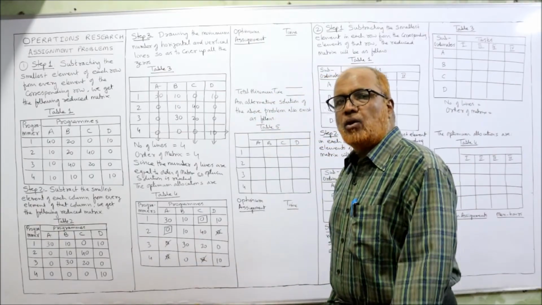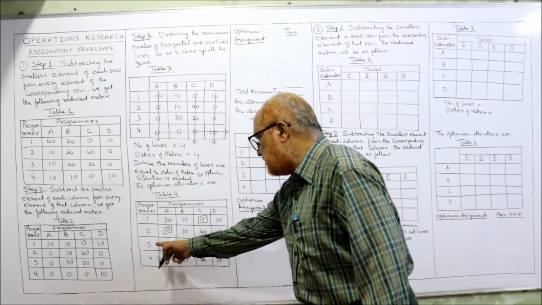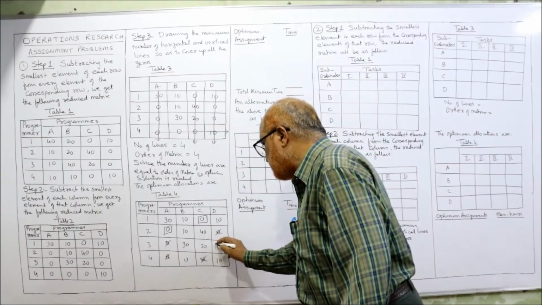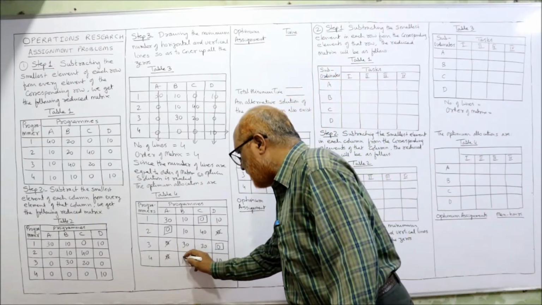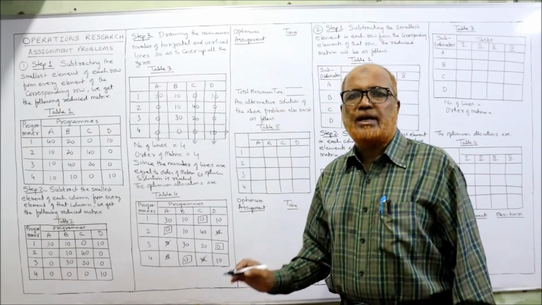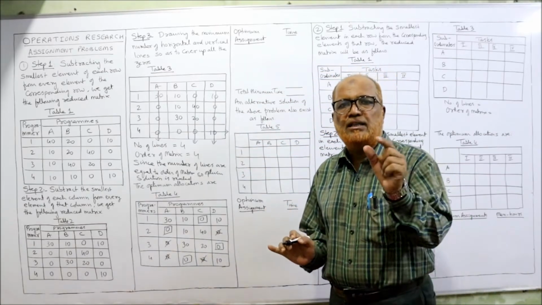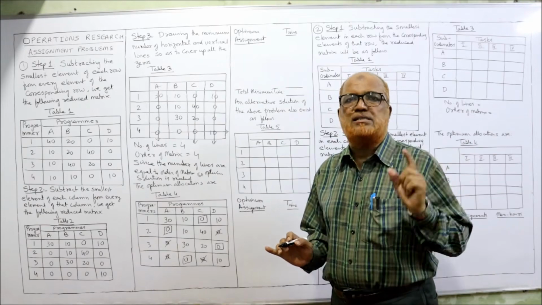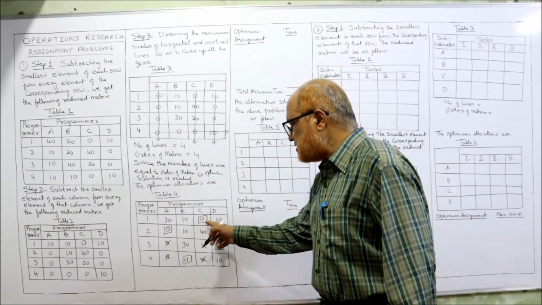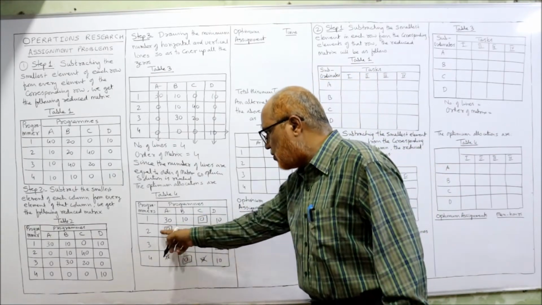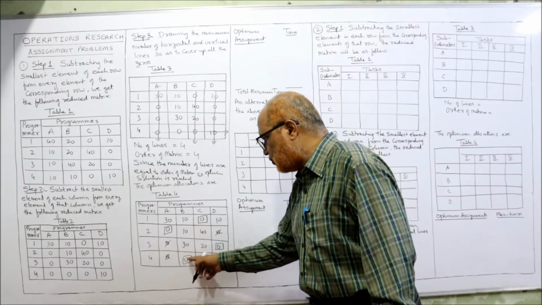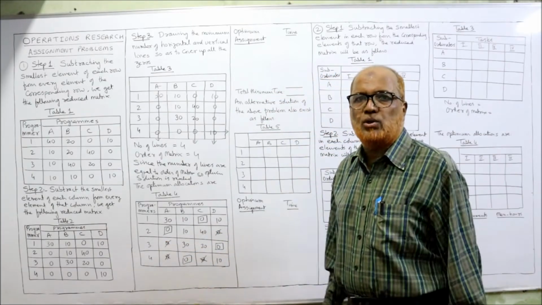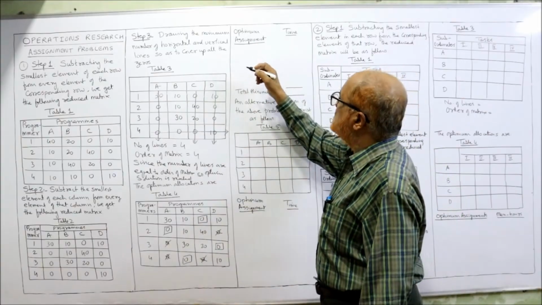Now check any other row having a single 0. Yes, third row only one assignment is there. And the last row also one assignment. Now you check all the zeros are either assigned or cancelled. First row 1 0 assigned, no other 0. Second row 1 0 assigned, no other 0. Third 1 0 assigned, fourth 1 0 assigned. We got the solution.